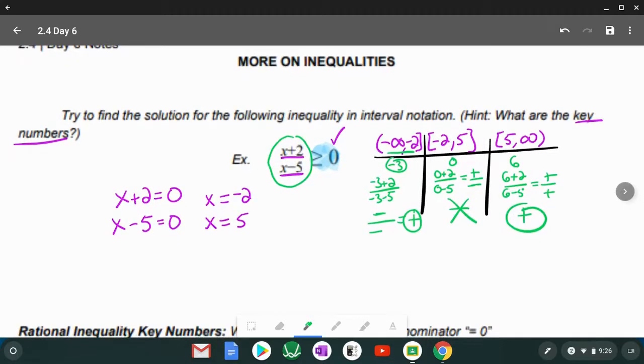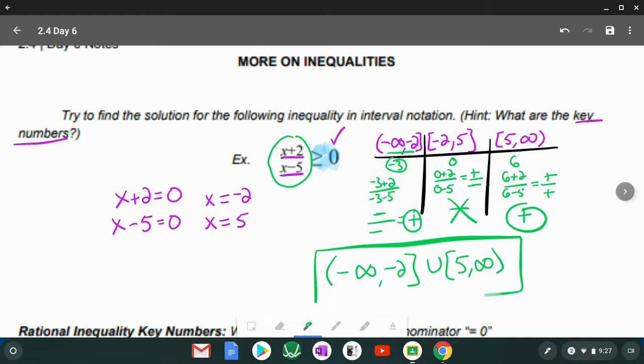So the final solution set would be from -infinity to -2. Again, be very careful that you are including brackets because it is or equal to. If you do not include brackets, you do not have the full solution. You will be missing part of those solutions, and that's never good.